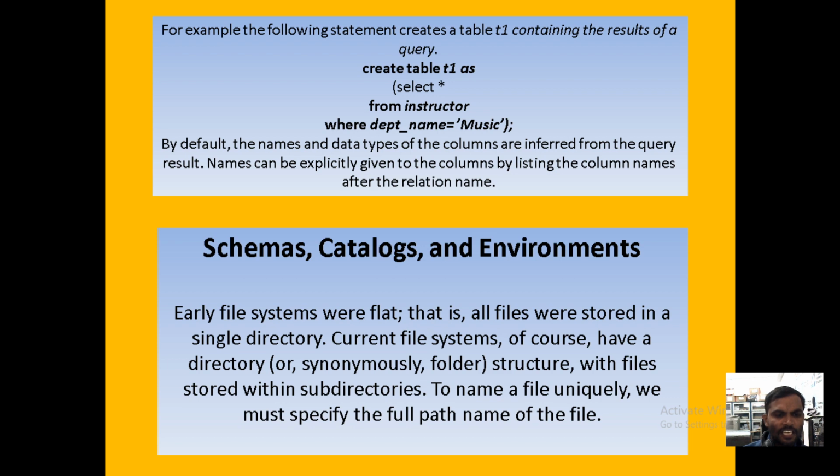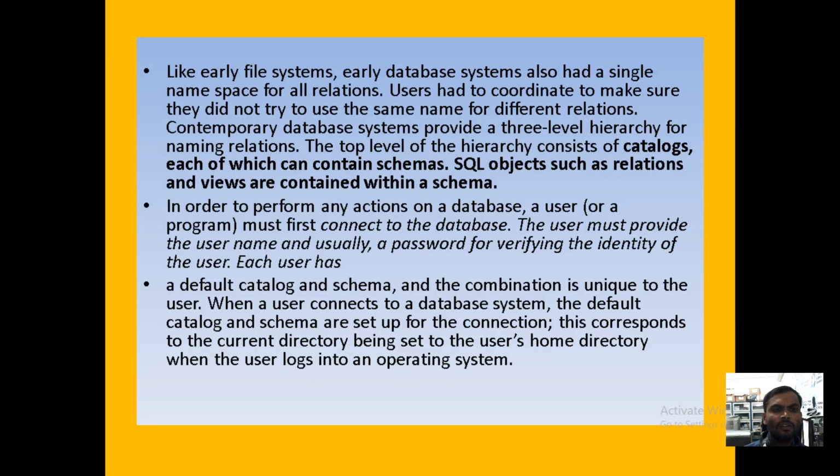Schema means design. At the time of designing, the file system was very flat; all files were stored under a single directory. Current file systems have a directory structure, with files stored in subdirectories. To name a file uniquely, we must specify the full path of the file. When we give the link for a file, we give it with the help of the directory, folder, subdirectory, and then the file extension.